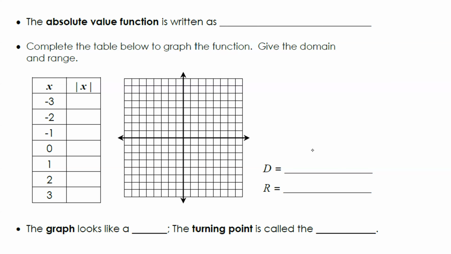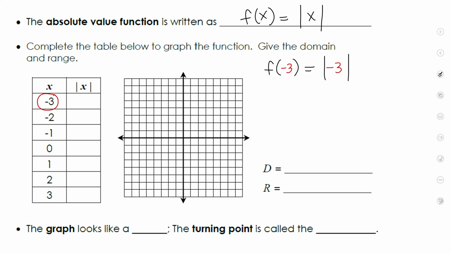The absolute value function is written as f of x equals the absolute value of x. That is how we write the absolute value function. So let's go ahead and complete this table. I'm going to go ahead and plug in the first x value in my table. I'm going to plug in a -3.